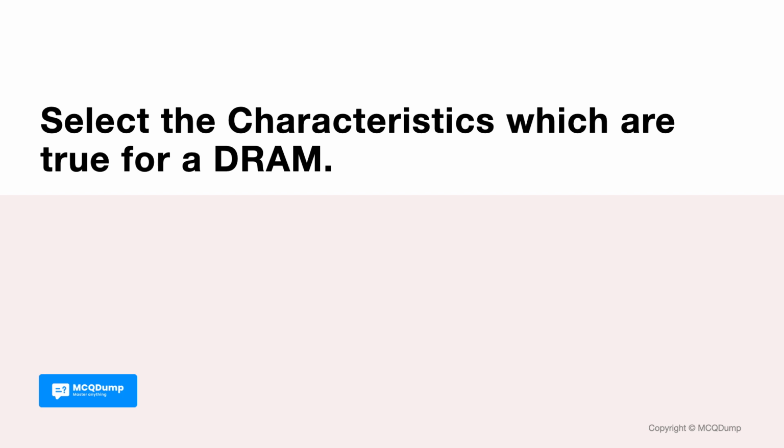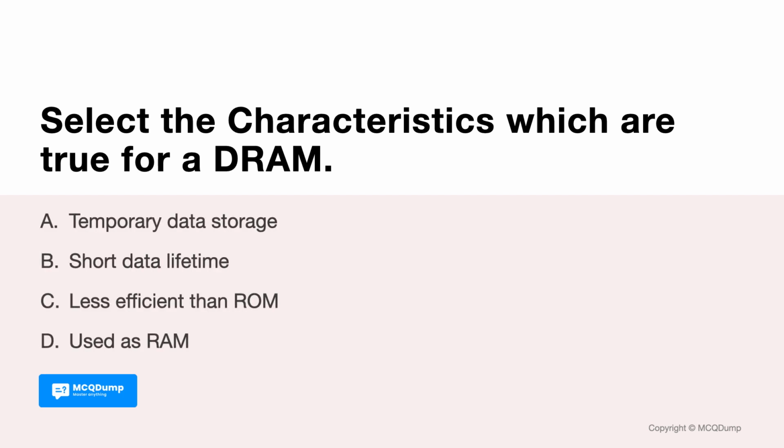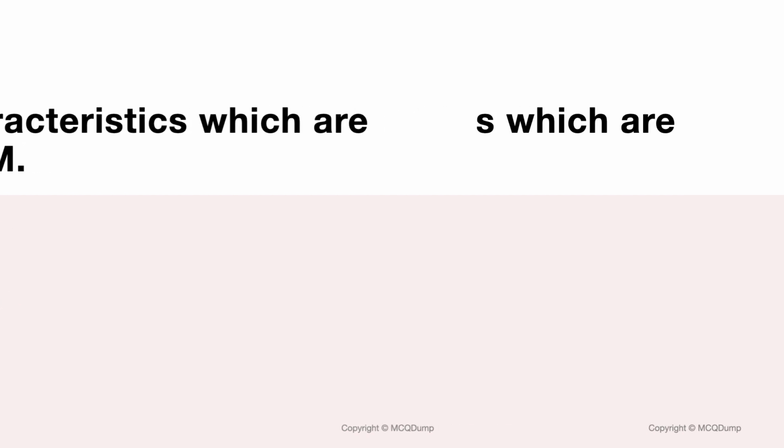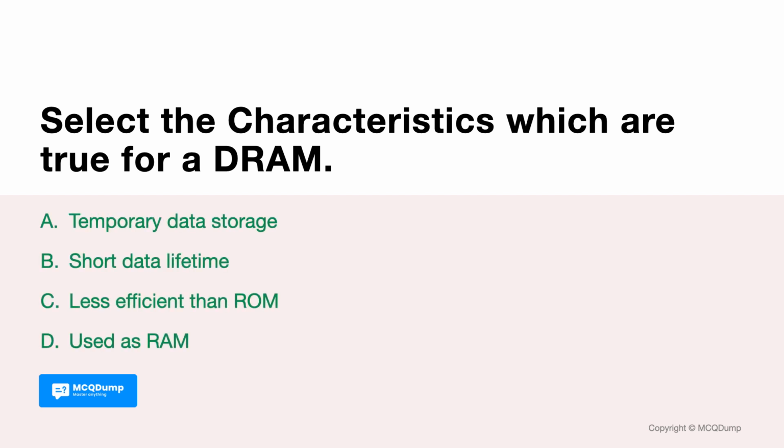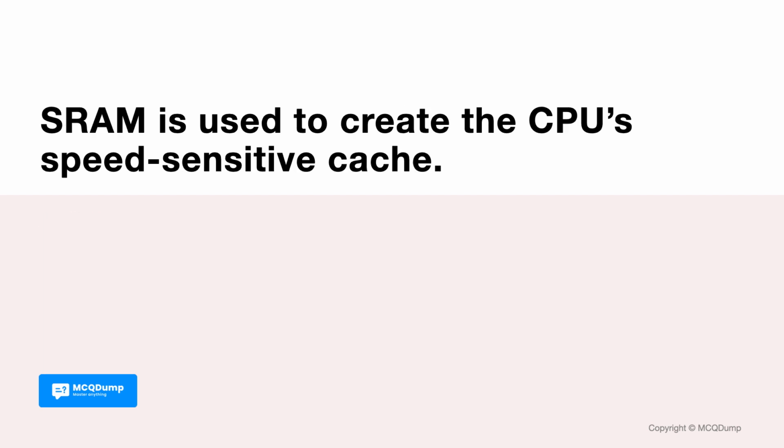Select the characteristics which are true for a DRAM. Options are A. Temporary data storage. B. Short data lifetime. C. Less efficient than ROM. And D. Used as RAM. Answer is all the options are correct for DRAM.